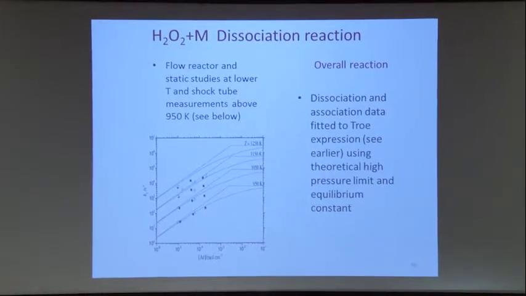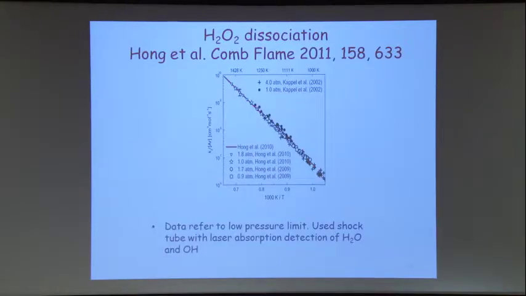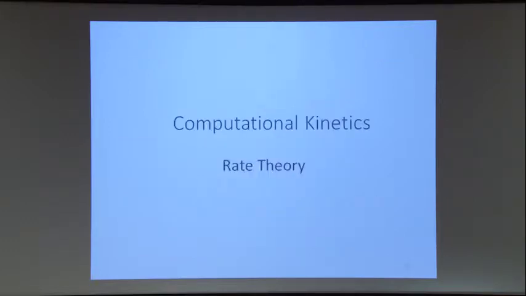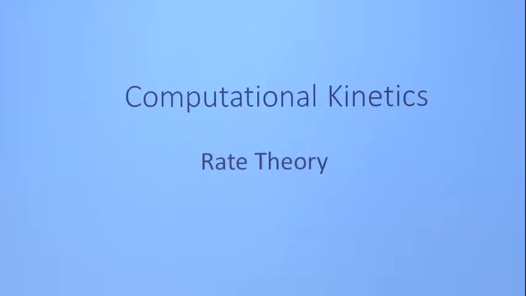And then people measure in reverse. You start with H2O2. You can do shock tubes at high temperature. And Hung, same guy who did the H plus O2, also did the dissociation of H2O2. And it's just beautiful. At high temperatures, they really understand this very well. But again, this is always in the extreme low pressure limit in these experiments. All right, up to 11.